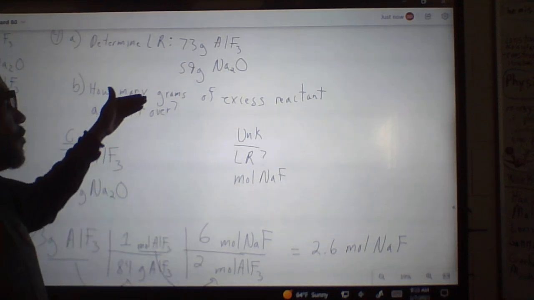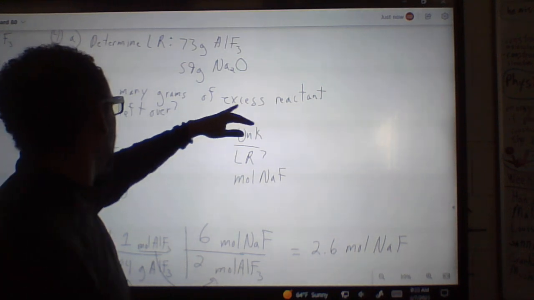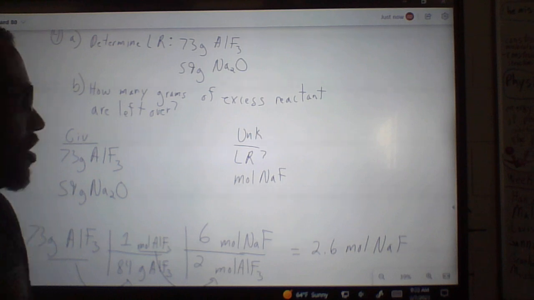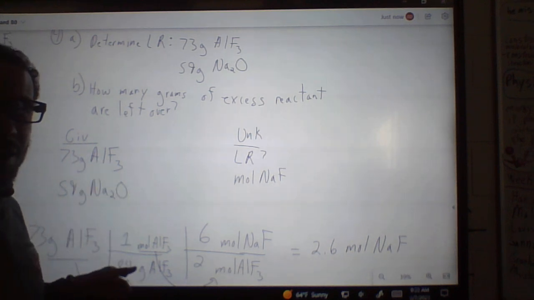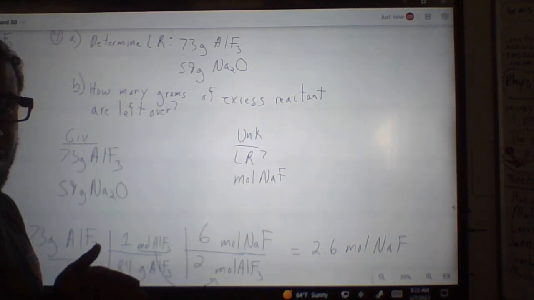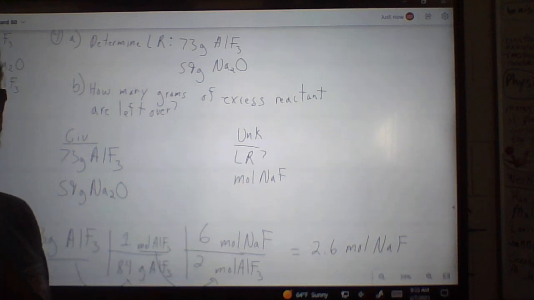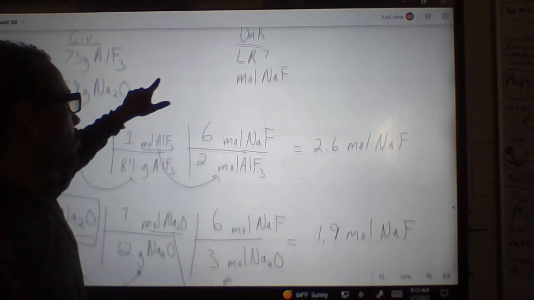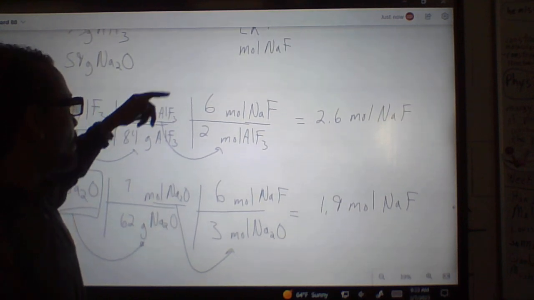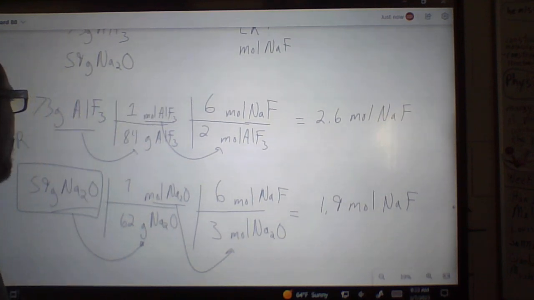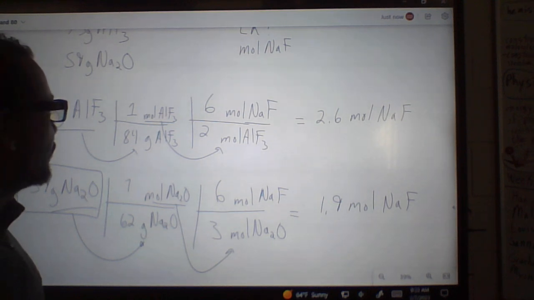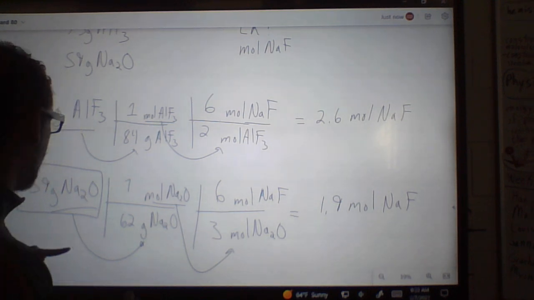All right, how many grams of excess reactant are left over? The first thing I need to know is how much did I use? So I need to convert my limiting reactant into my excess reactant to find out how many moles of that I used first. I could start over, but it'd be so much easier just to, you know what, we're going to take the long way. We're not going to take a shortcut.